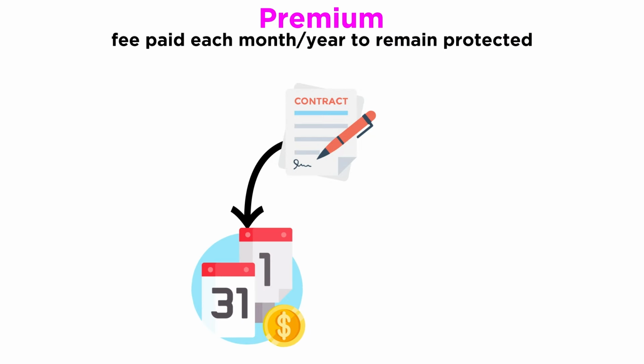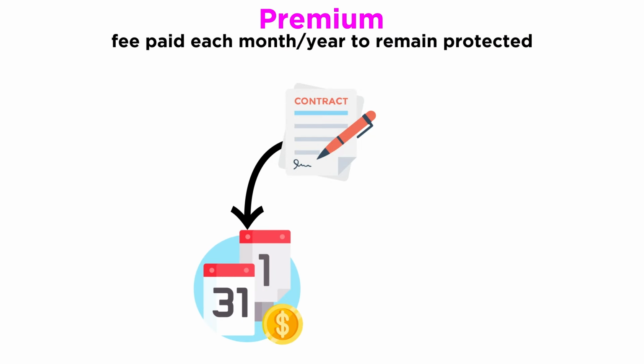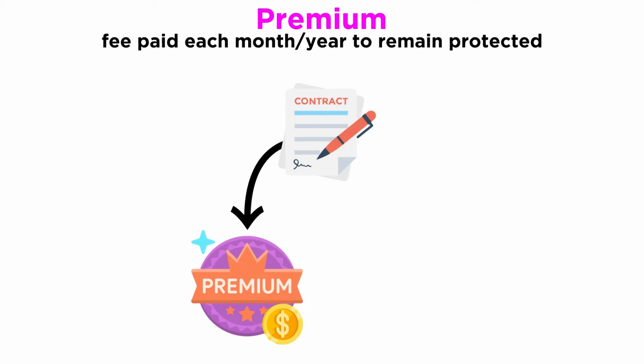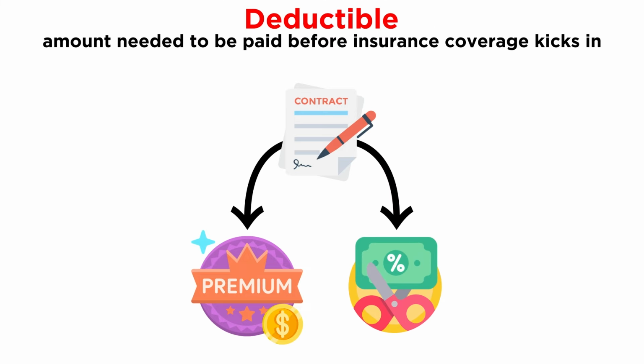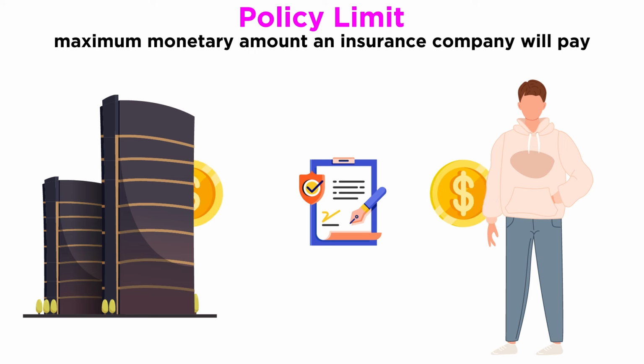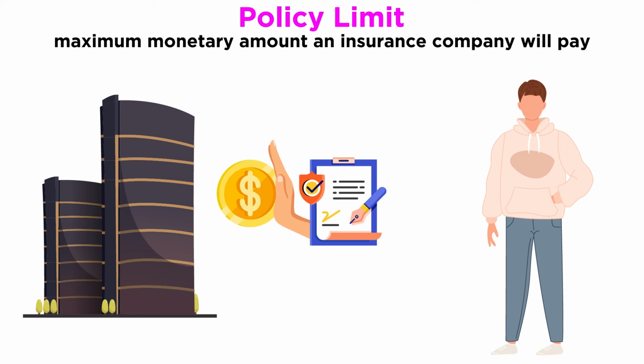After you sign the contract, you have to pay a fee per month or year in order to remain protected. That fee is called a premium. You may also be responsible for an insurance deductible, which is the amount you must first pay before the insurance company starts to cover the costs of the policy claim. Insurance companies may also limit what they pay out to you. A policy limit is the maximum monetary amount that an insurance company will pay out in relation to a claim.